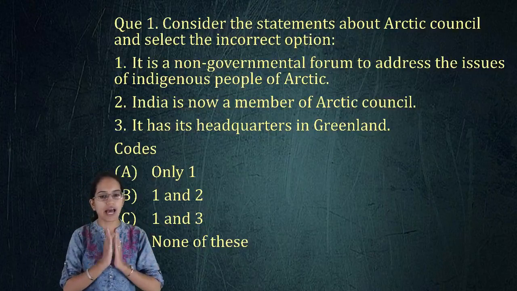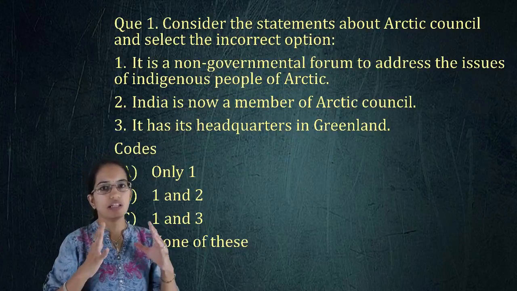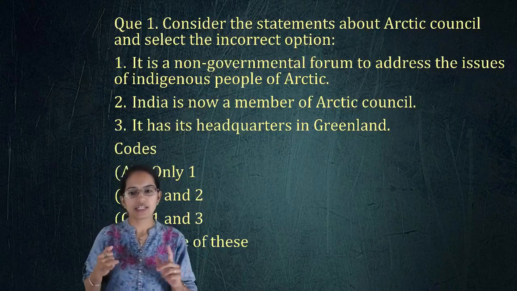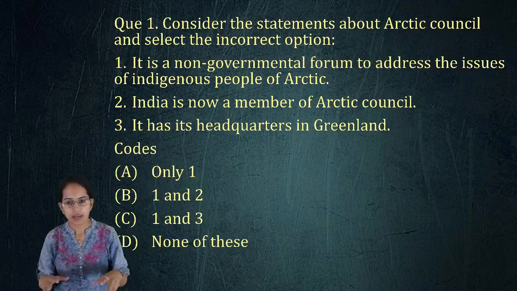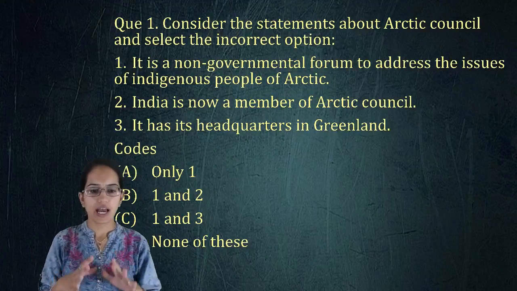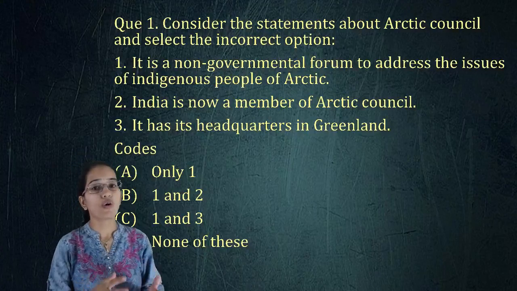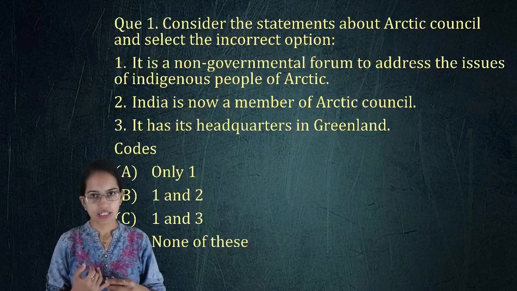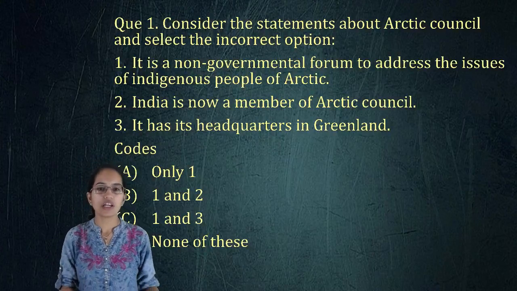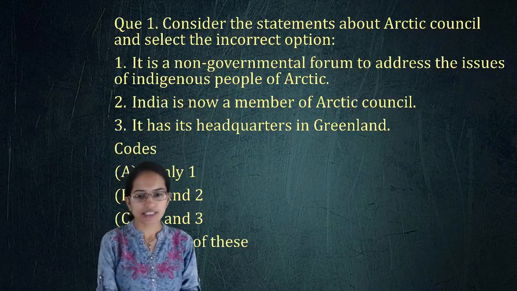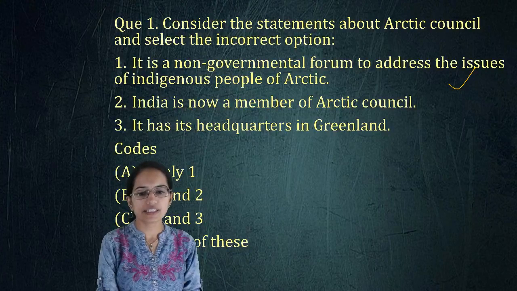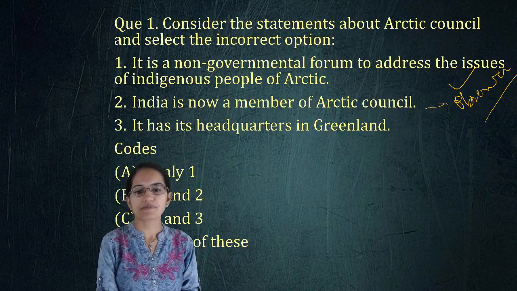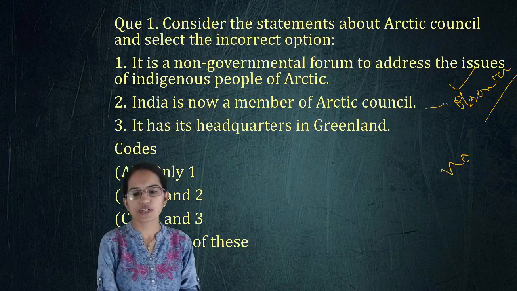So we have Arctic Council. The most important thing is it's an intergovernmental forum aimed at promoting and looking after the issues of the indigenous people of Arctic. That's the first thing. So the first statement becomes your correct statement. The next important thing is India is a member, but India is an observer member. That means India has no voting rights with it.